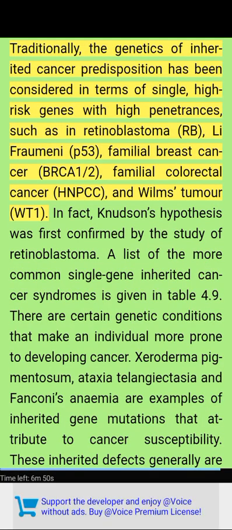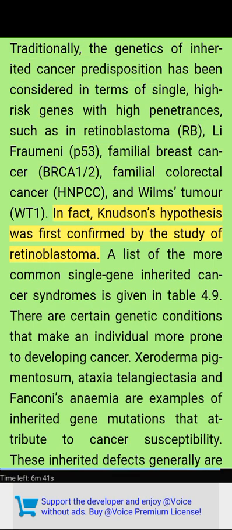Traditionally, the genetics of inherited cancer predisposition has been considered in terms of single, high-risk genes with high penetrance, such as in retinoblastoma (RB), Li-Fraumeni (p53), familial breast cancer (BRCA1/2), familial colorectal cancer (HNPCC), and Wilms tumor (WT1). In fact, Knudson's hypothesis was first confirmed by the study of retinoblastoma. A list of the more common single-gene inherited cancer syndromes is given in Table 4.9.